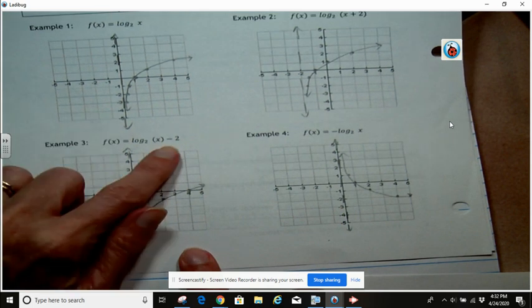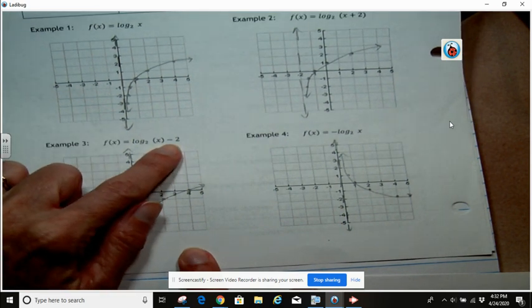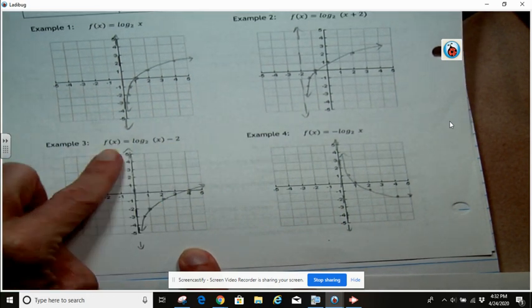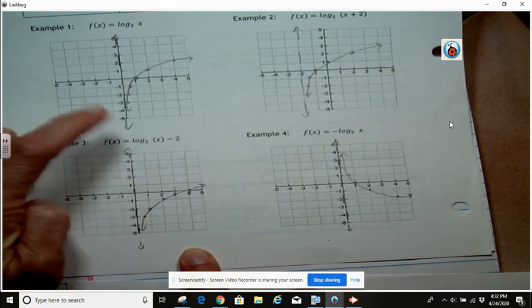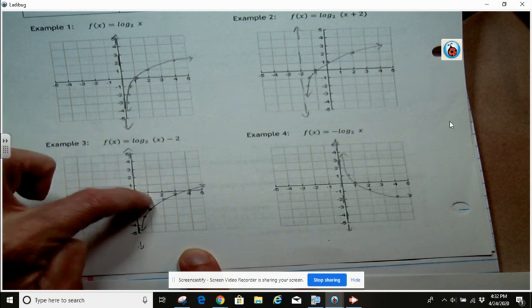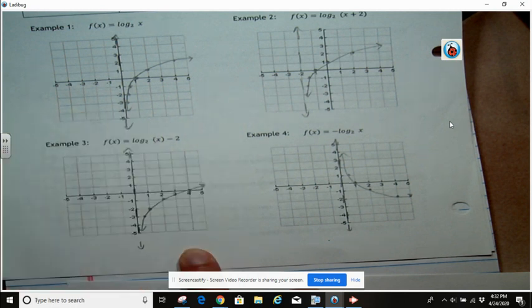So this would be the original graph moved down 2. That does not affect a vertical asymptote. The only way to move a vertical asymptote is to shift it left or right. And it would, though, move your x-intercept down 2, and then you have your shape of the curve.